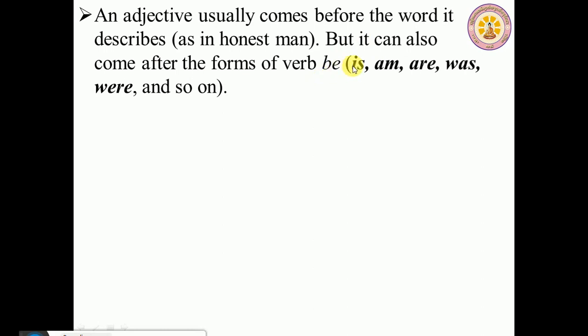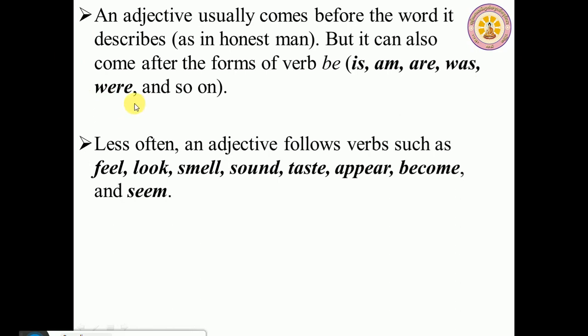An adjective can stand after the verb be, like is, am, are, was, were, been, and so on and so forth. An adjective also stands after other verbs. Less often, an adjective follows verbs such as feel, look, smell, sound, taste, appear, become, and seem. All of these are linking verbs, so an adjective is used after a linking verb.